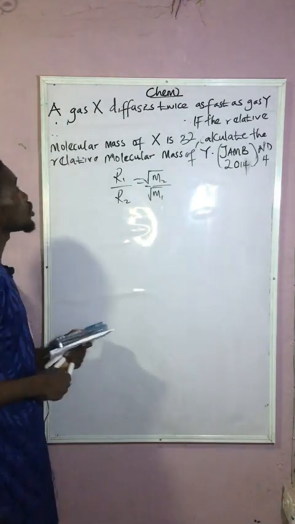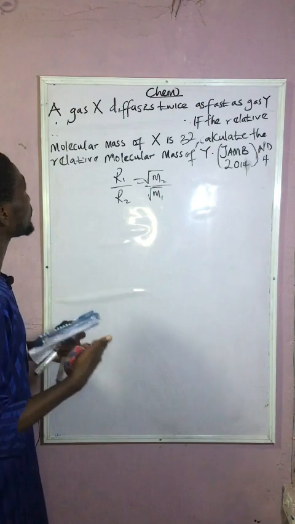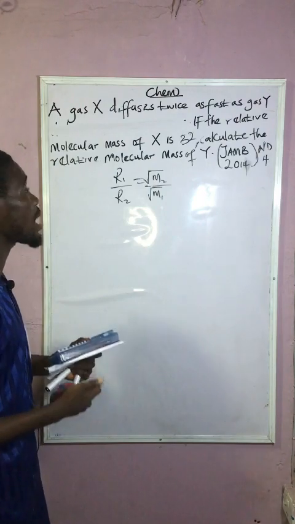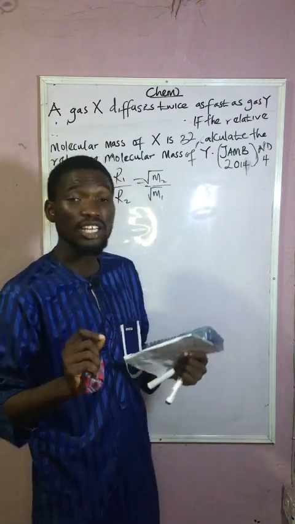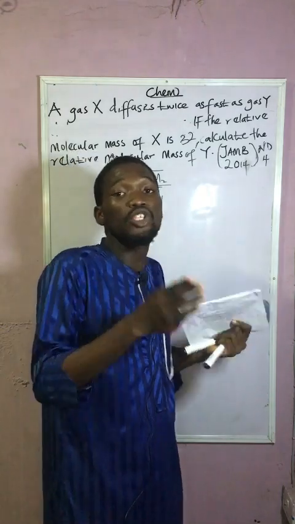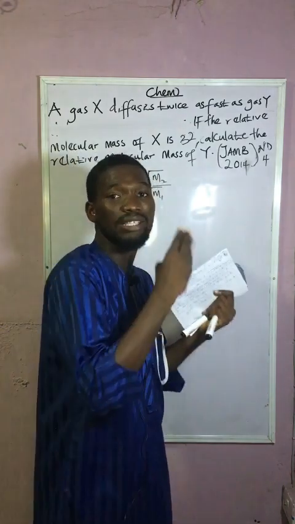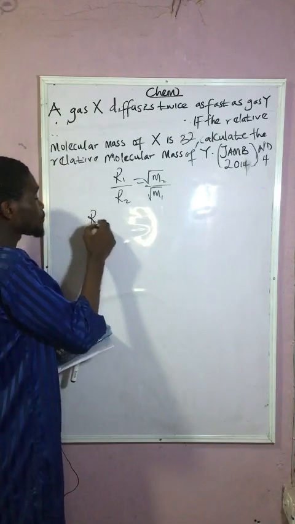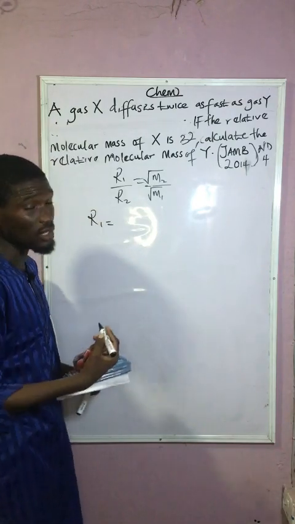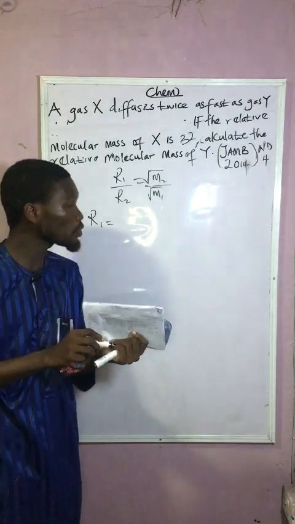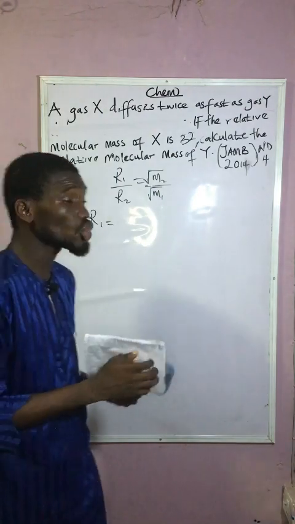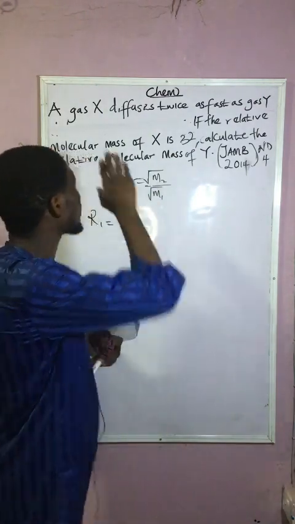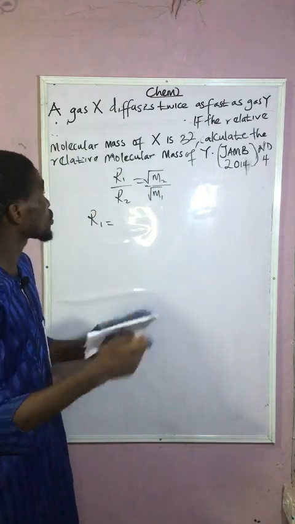So guys, look up. A gas X diffuses twice as fast as gas Y. I told you that the secret to this is that twice means we can make use of double. When you say 1 times 2, that will give you 2. So we can say we have R1 as usual. In some cases, some tutors make use of the letter stated in the question. So let's play with that also.